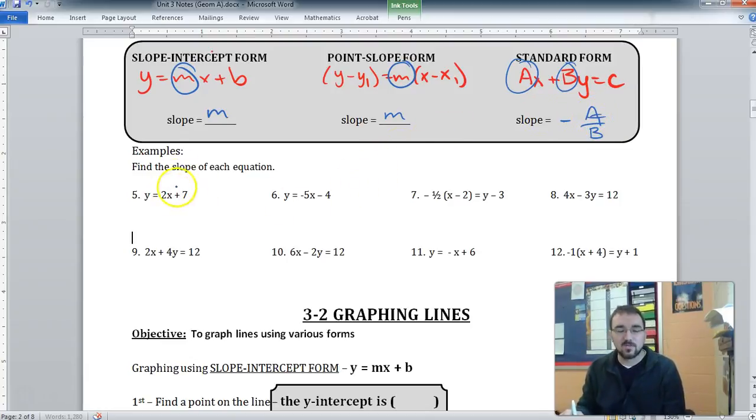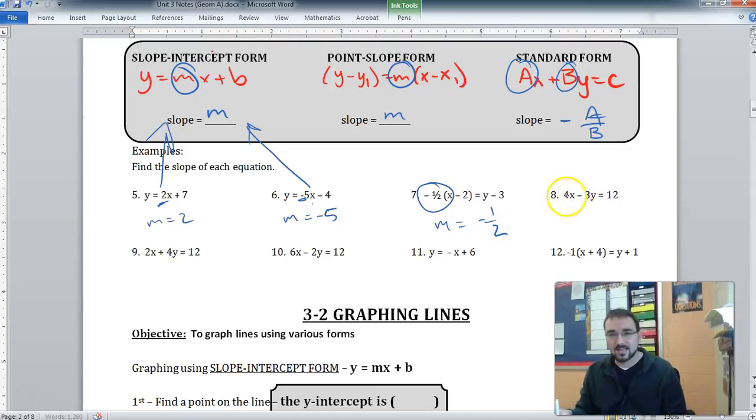We have to find the slope of each equation, so let's take a look at the equations. This first one is slope-intercept form, an easy one: m equals 2. The next one is y equals something x minus something, which sounds just like slope-intercept form. So there's our slope, m equals negative 5. Anytime we have point-slope form, it's the number outside the parentheses beside the x. So this negative 1/2 is our slope.